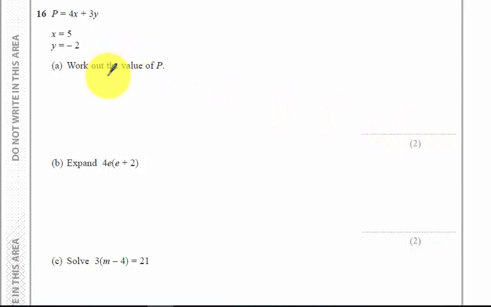The first mark is for showing that you know how to substitute values into a formula or an equation. 4x means 4 times x, and in place of the x we can write 4 times 5 plus 3 lots of y, and in place of the y we can put 3 times -2. That picks you up 1 mark. The second mark is for working it out.